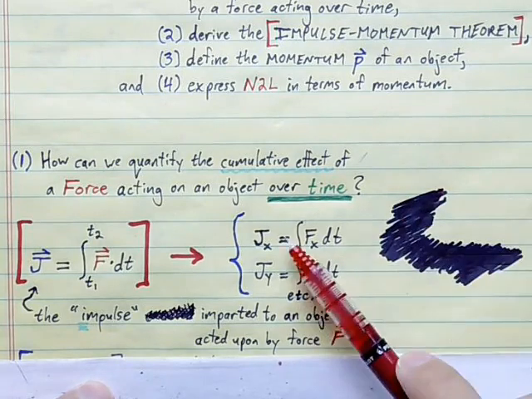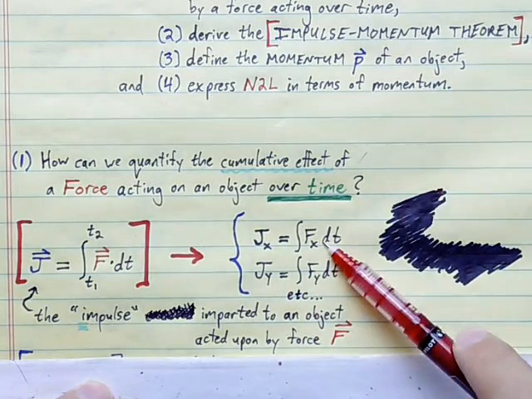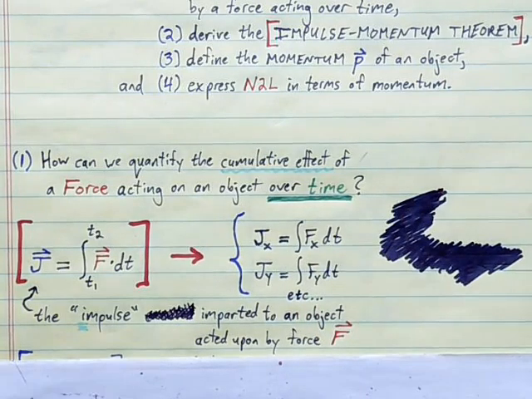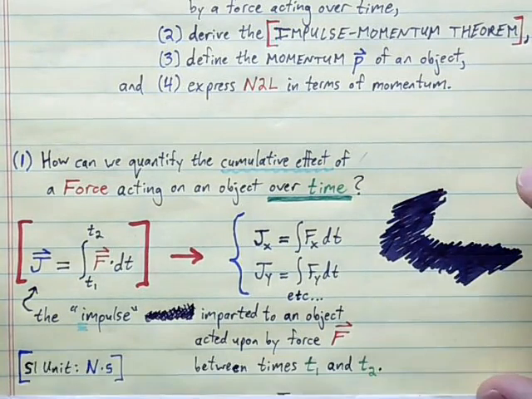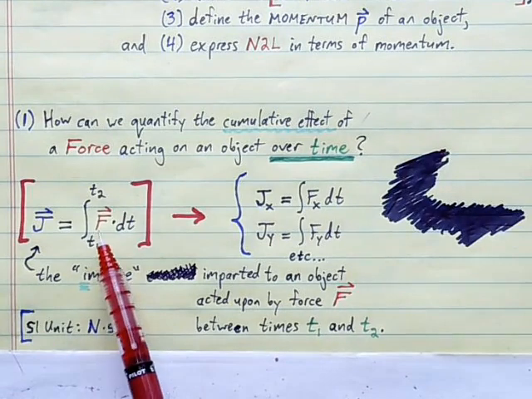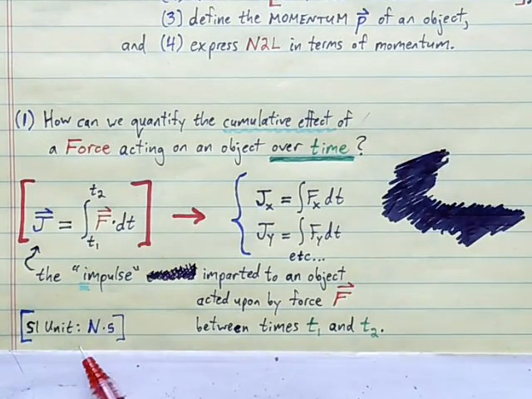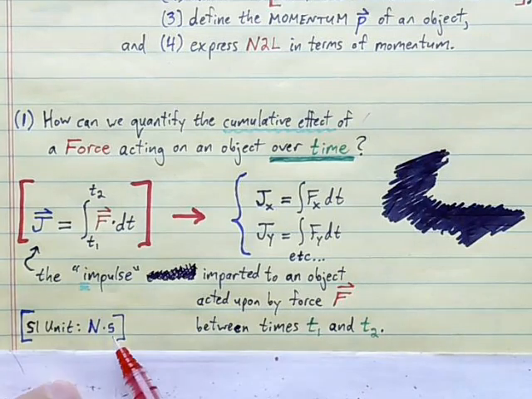So the x component of the impulse equals the time integral of the x component of the force, and so on. Unit-wise, we see that if this is force times time, then that is newtons times seconds. The SI unit for impulse is newton seconds, not newtons per second, newtons times seconds. We usually say newton seconds.